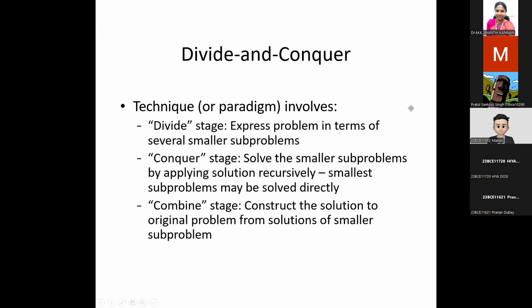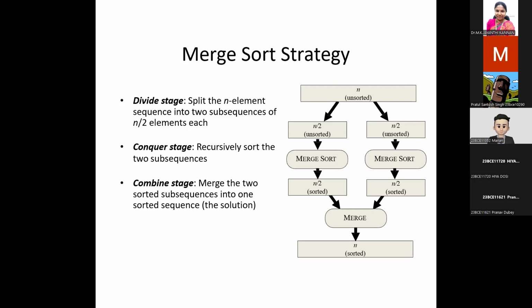Conquer stage: solve the smaller subproblems by applying the solution recursively. The smallest subproblems may be solved directly. Then in the combine stage, construct the solution to the original problem from the subproblems, combining all the subsolutions of the smaller subproblems to get the complete solution. So divide the problem into subproblems, solve the problems at the unit level, get the solution for all the subproblems, and combine all the subproblem solutions, and you will get the solution for the overall problem. The same logic we are applying in merge sort also.